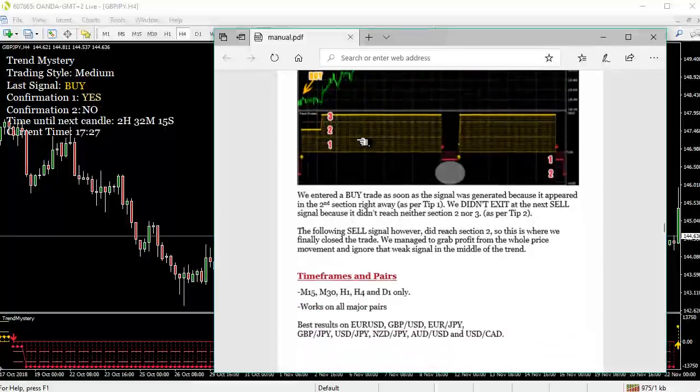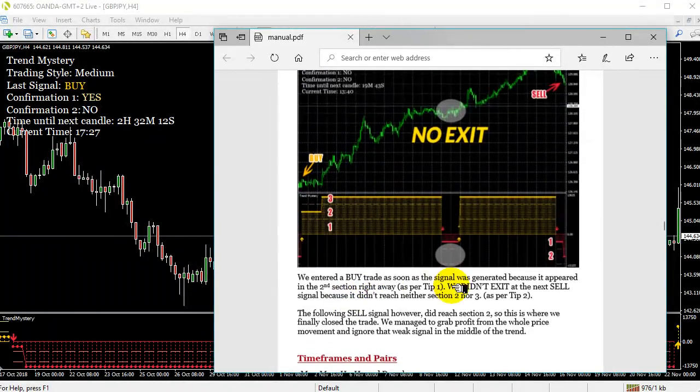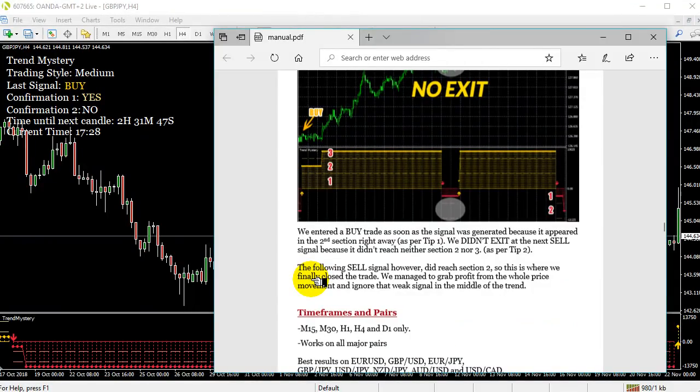Example two, we entered a buy trade as soon as the signal was generated because it appeared in the second section right away, which is, where are we here? Right here. Right? Just went from yellow, boom, right to there. What does that tell you? Momentum. Where's momentum going? To the downside. Do you want to sit around and not take that trade? Probably not. The following sell signal, however, did reach section two, so this is where we finally close the trade.